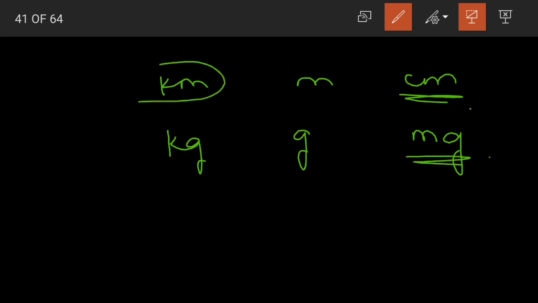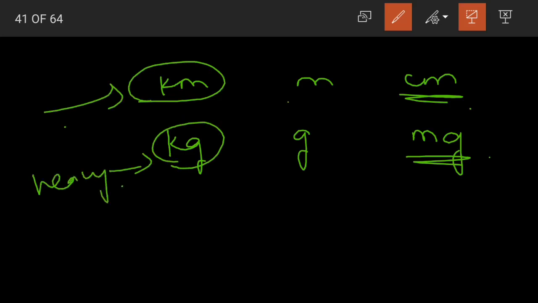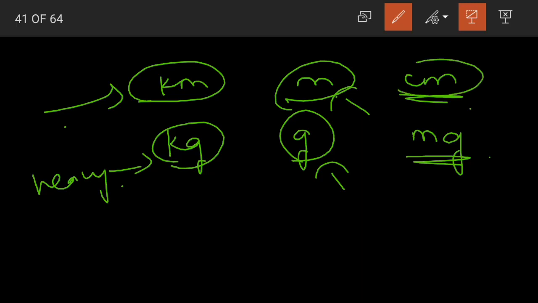Just as we have used a kilometer for very long distances, we use a kilogram for very heavy objects. We use meter for just short distances. In the same way, we use grams for normal weighing quantities. And when it comes to centimeter, it was used for measuring very short distances. So in the same way, milligrams are used to weigh very small objects, that is very light objects.